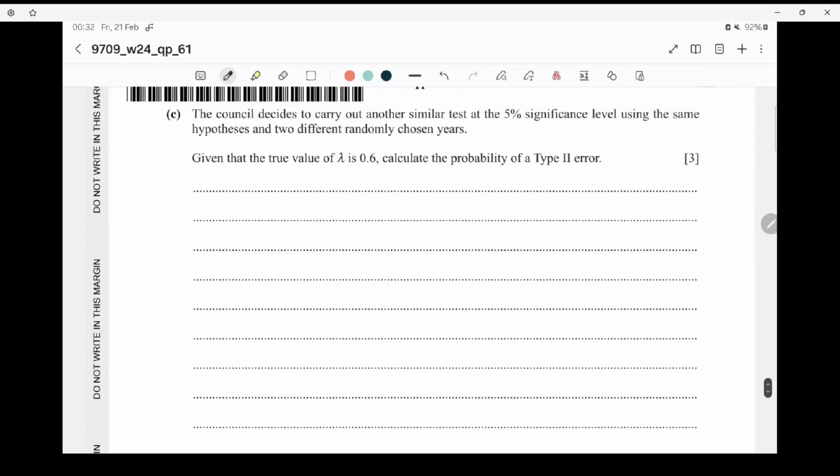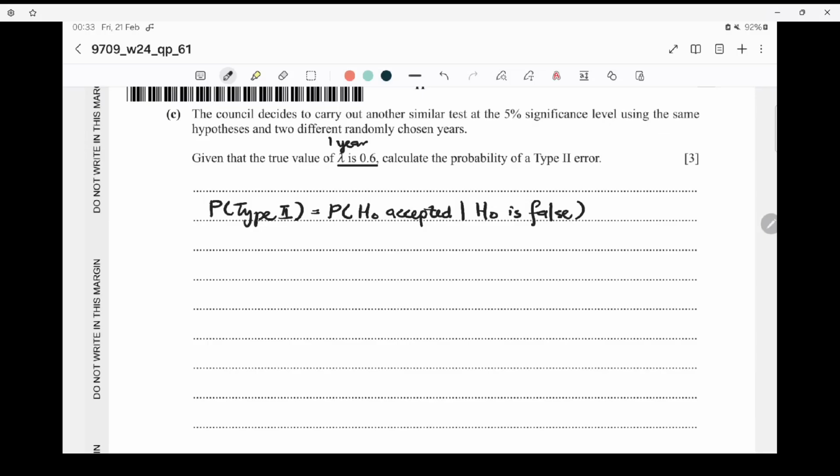Part C. Council decides to carry out another similar test at 5% significance level. The true value is 0.6. So this is for 1 year. You need to take note. Calculate the probability of a type 2 error. So what is a type 2 error? Type 2 error is the probability of accepting your null hypothesis, provided that it is a false statement.